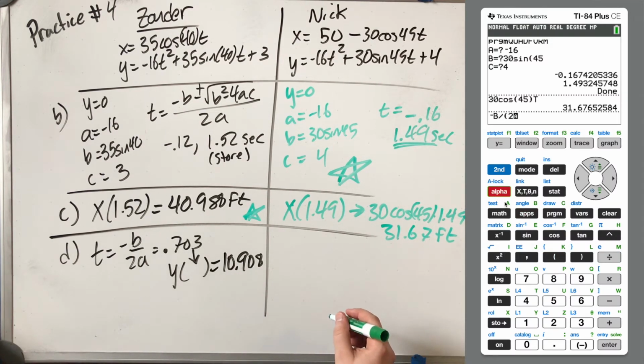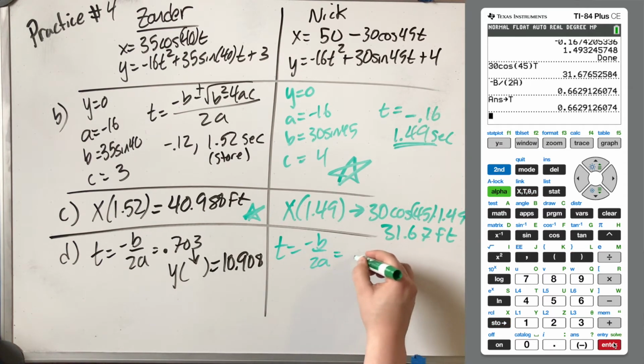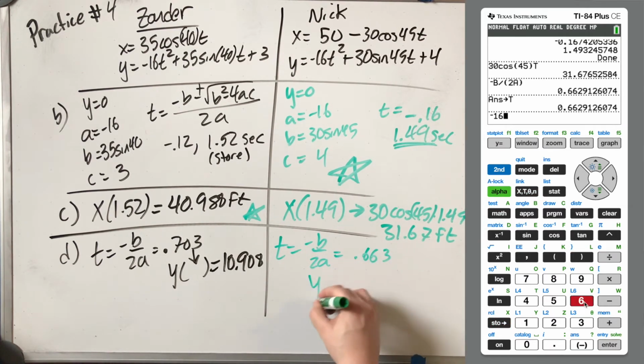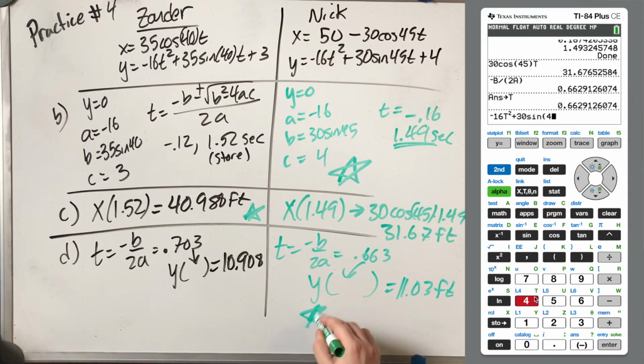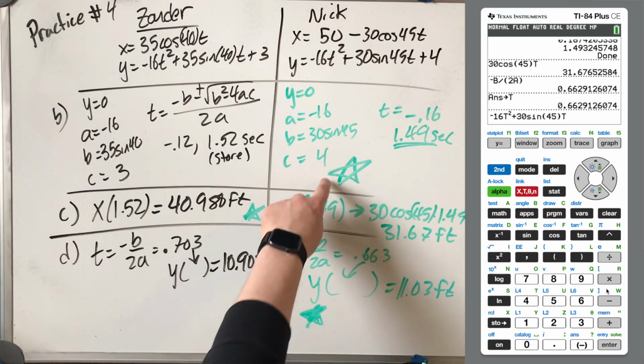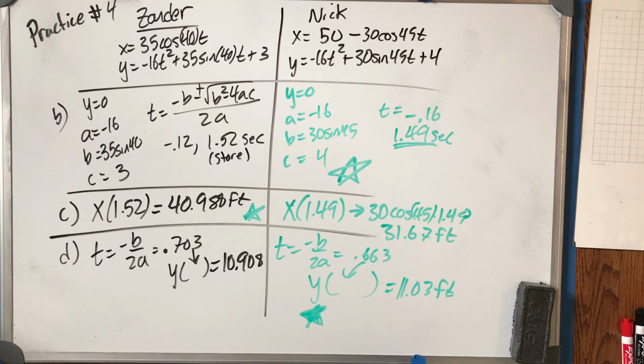For seeing the max height here, again, t equals negative b over 2a. Let's plug that in, I get 0.663. Evaluate the y equation at that, and I get 11.03 feet. So that means that Nick's ball went higher. So it hit the ground first, but went higher. This one went further, but not quite as high.